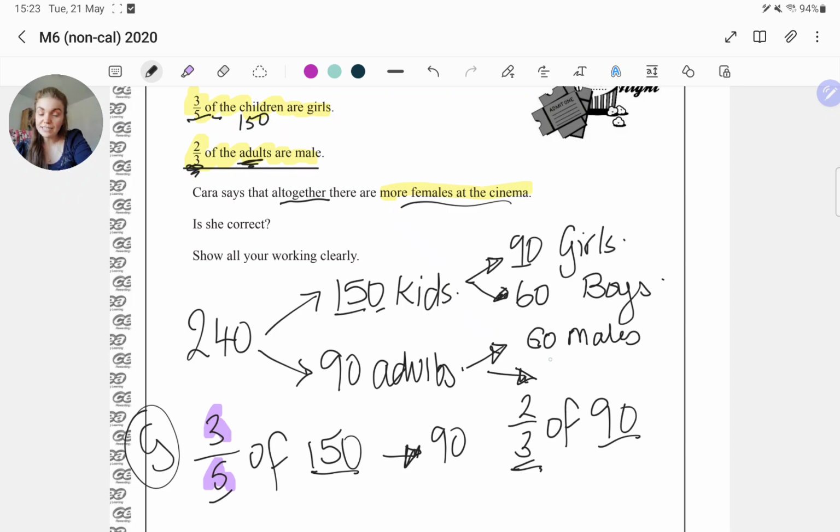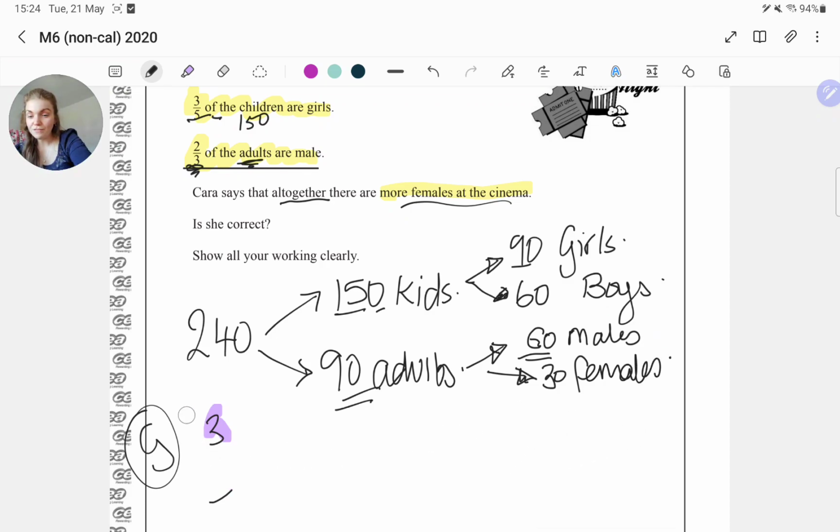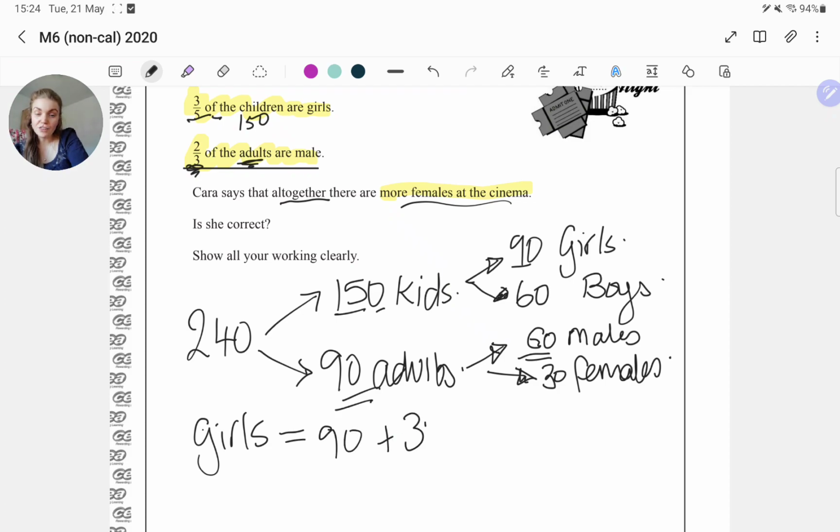And therefore, if there are 60 males, there must be how many females? 90 minus 60, which is 30 females. Okay, so then let's see if Cara is correct. So altogether, let's see how many girls we have. We have got 90 on the top and 30 there. 9 and 3 is 12, and add on your 0, 120.